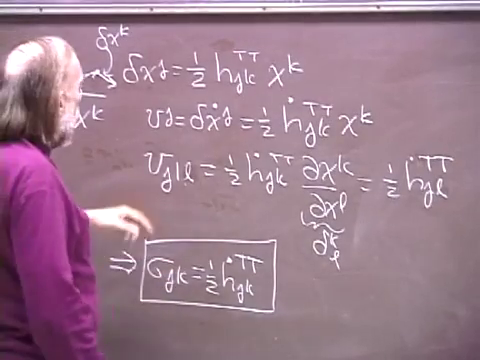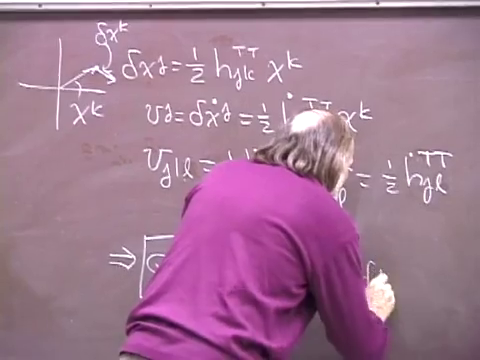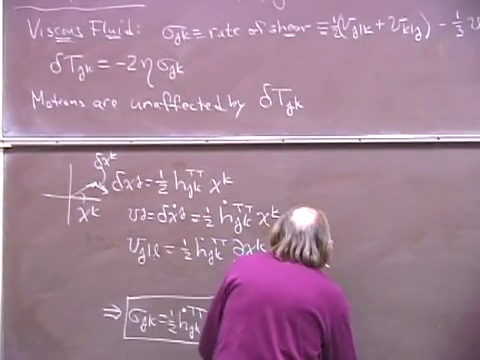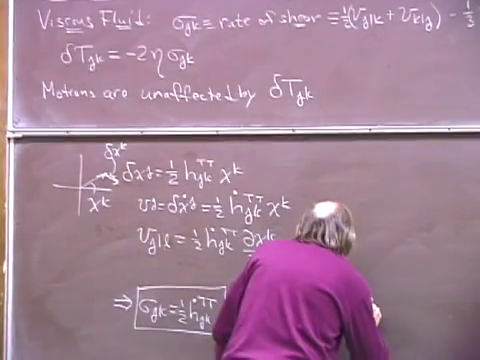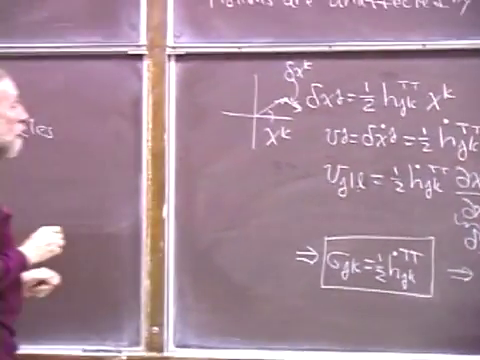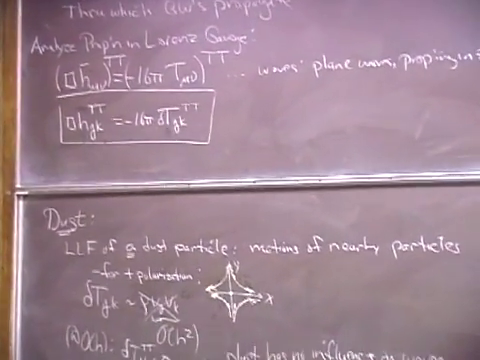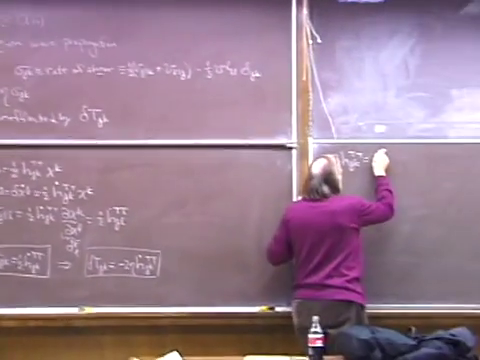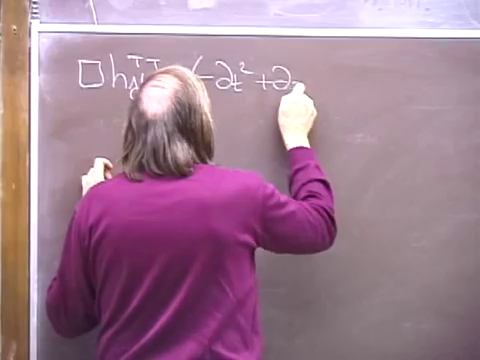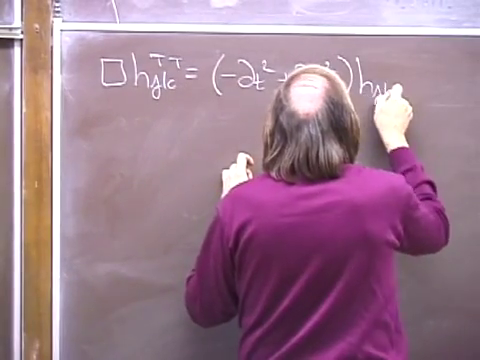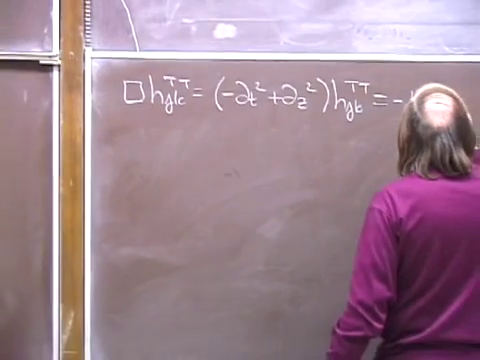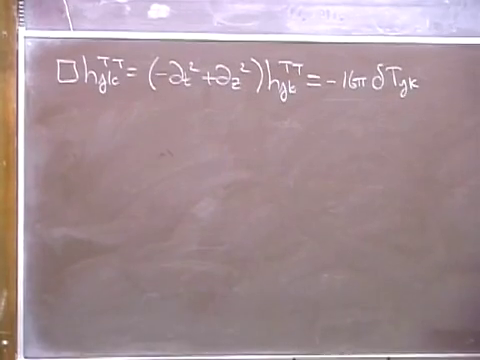And I can now put that back into this expression and see that the perturbation in the stress energy tensor caused by this shearing motion, or by the gravitational wave, is minus 2 eta times h dot jk transverse traceless. And I can then put that back into the wave equation and wind up with a wave equation that says box hjk transverse traceless, which, because these waves are propagating in the z direction, is minus dt squared plus dz squared, hjk transverse traceless, is equal to minus 16 pi times delta tjk.